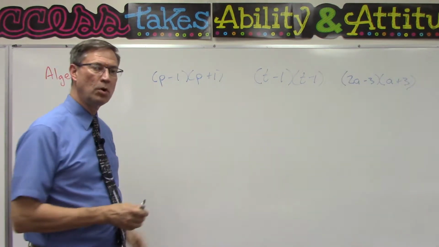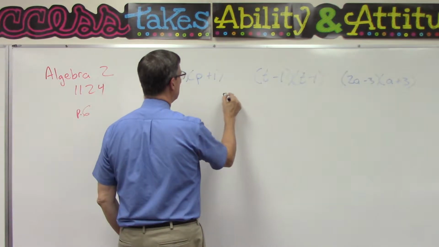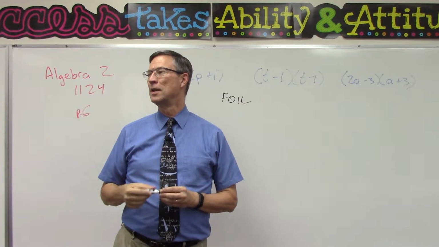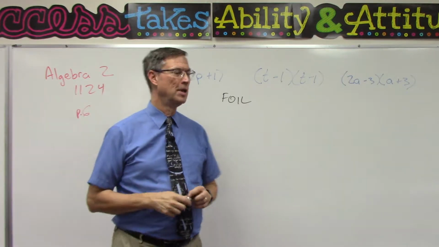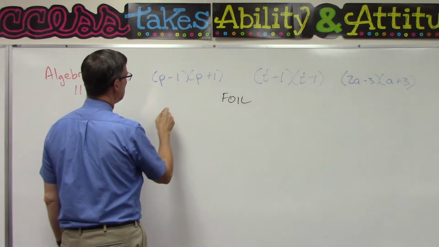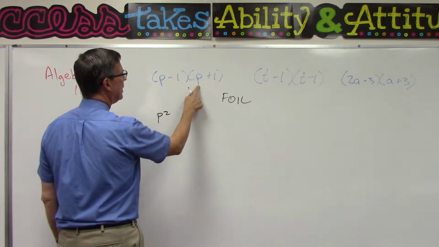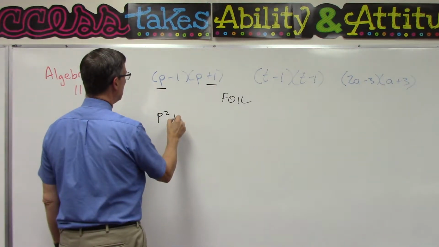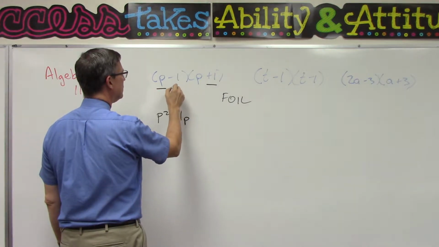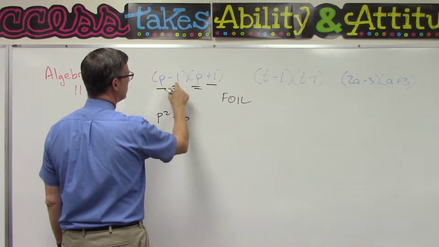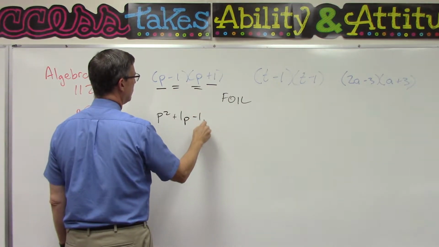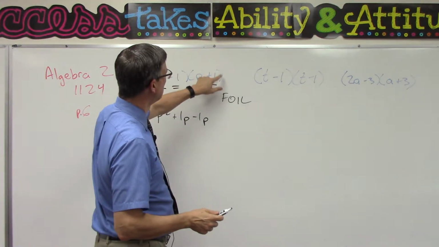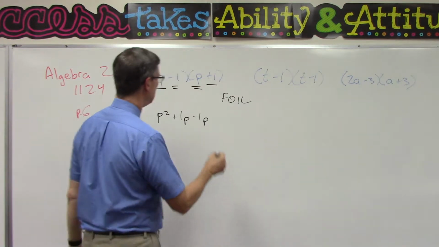We use what's called the FOIL method. Does that sound familiar? So we do the first, and then the outer, and then the inner, and then the last terms. So let's do the first terms here. P times P is P squared. Now do the outer terms. That's this one and this one. Okay? So plus 1P. Now we're going to do the inner, I for inner, so negative 1 times P is negative 1P. And then the last term, negative 1 times positive 1, which is just negative 1.